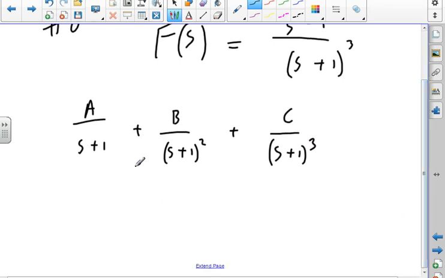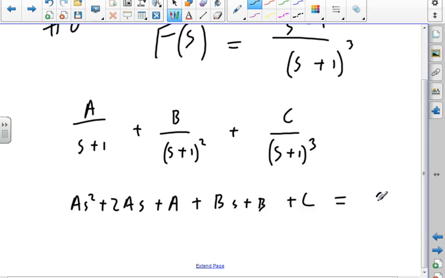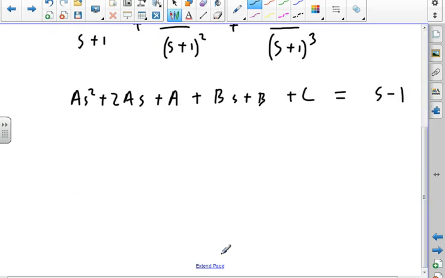And then I'd say, well, this is going to be a s squared plus 2as plus a plus bs plus b plus c, and that has to equal s minus 1, the expression on top. Then I look at the s squared term, and I get an a, and that clearly has to be 0.